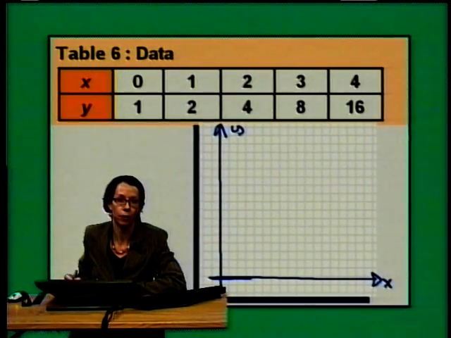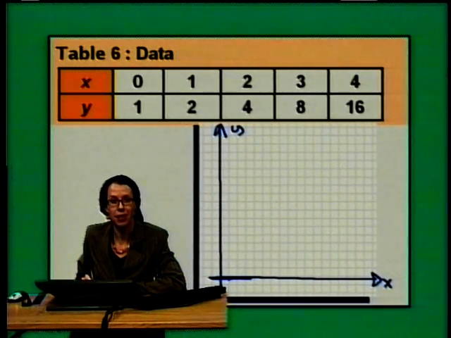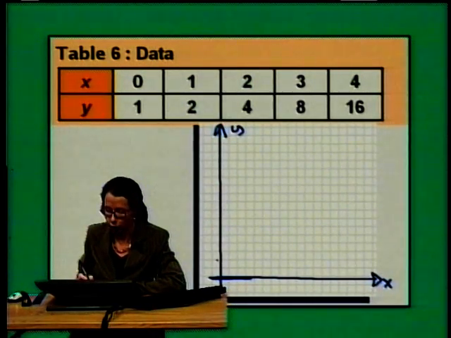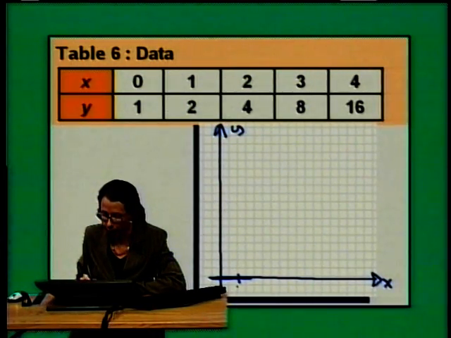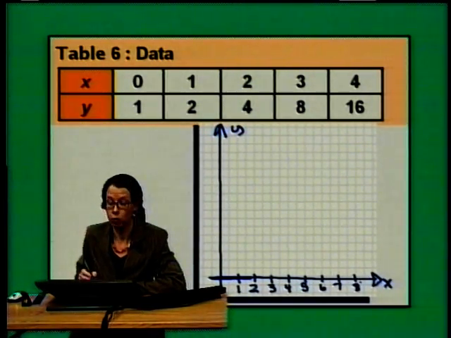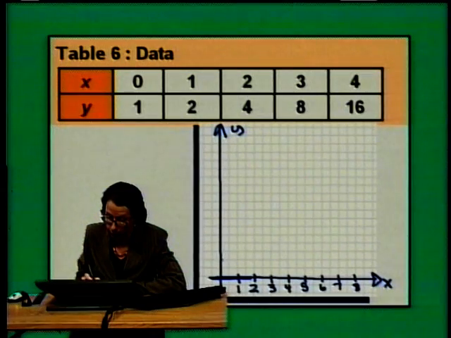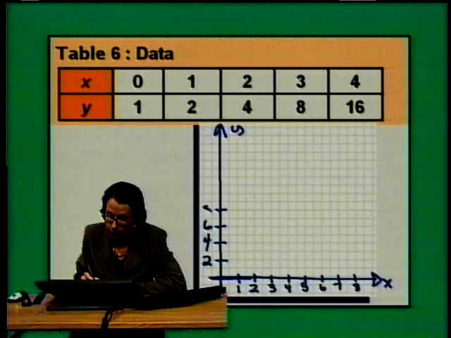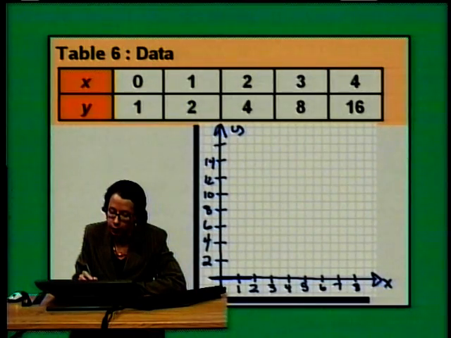Well, my X values are going from 0 to 4. If I choose a scale of 1, everything's going to be kind of crammed very close to the vertical axis. So I think I'll choose a scale of 1/2 instead. On my vertical axis, I need to go from 1 to 16. I think a scale of 1 is going to work for me here. So 2, 4, 6, 8, 10, 12, 14, 16.